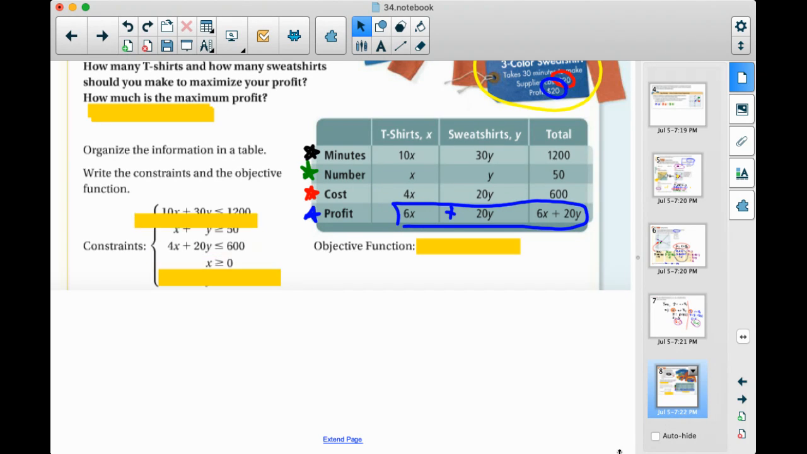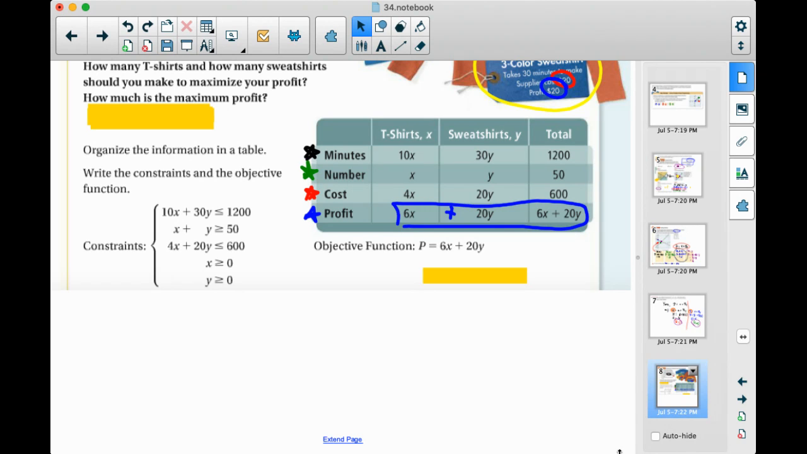And then the other thing I have is x is greater than or equal to 0 and y is greater than or equal to 0. x is the number of t-shirts. Can I have a negative amount of t-shirts? No. Can I have a negative amount of sweatshirts? No. So those right there, again, are going to restrict us to the first quadrant of our coordinate plane, which means I'm going to be working with positive numbers only. And then finally, our objective function, P for profit, is going to be 6x plus 20y.